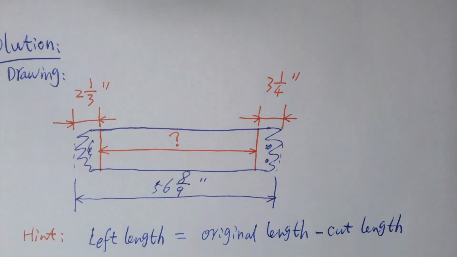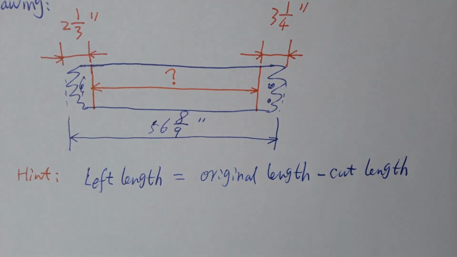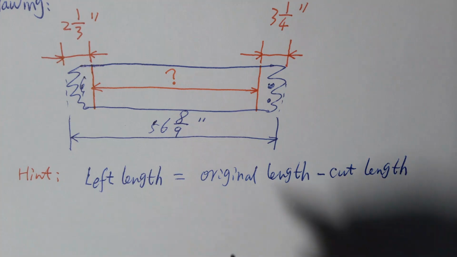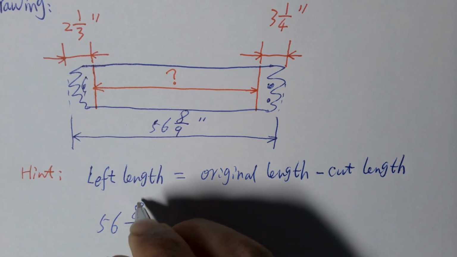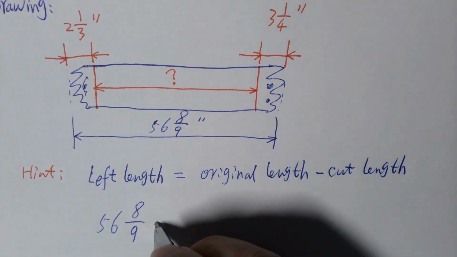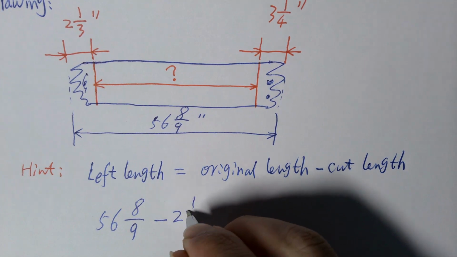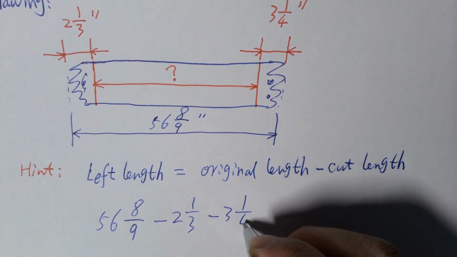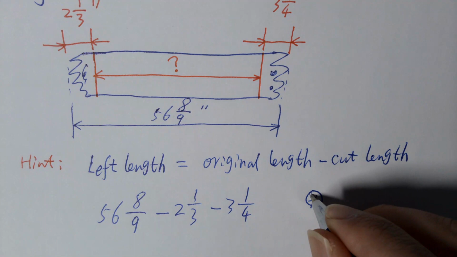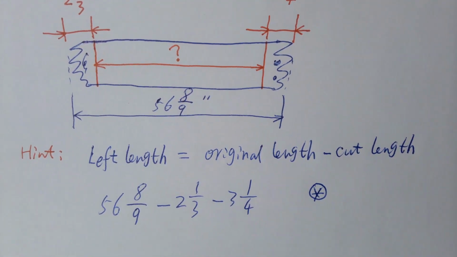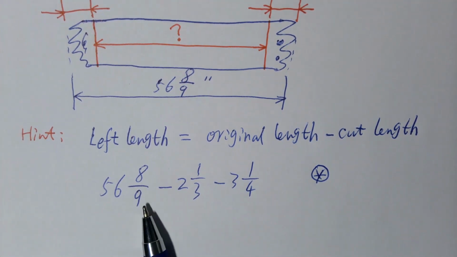Okay, and we know there are 2 cuts. So if we want to write this, the original length is 56 and 8/9, then minus the cut from the left side, then minus the other cut length. Okay, so for this problem, essentially we are looking to solve this equation or do this calculation. What can we find from this formula?